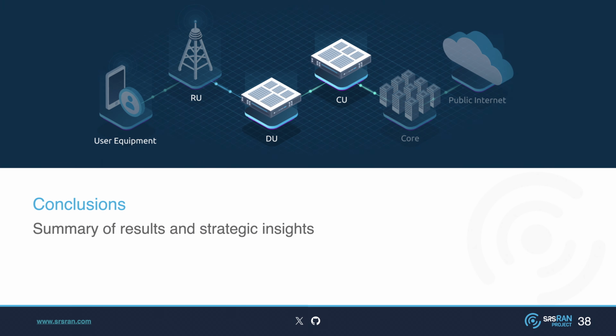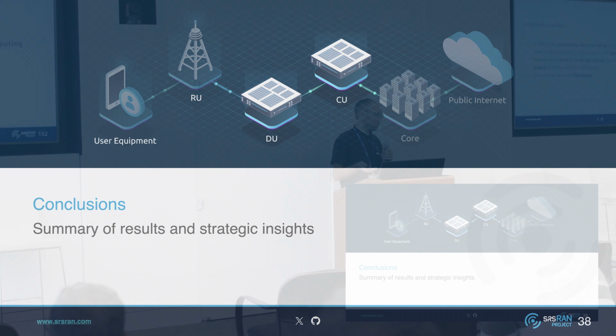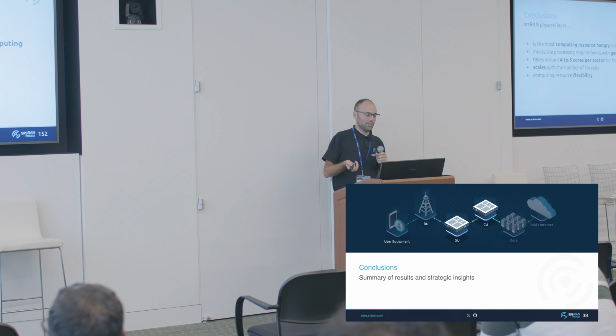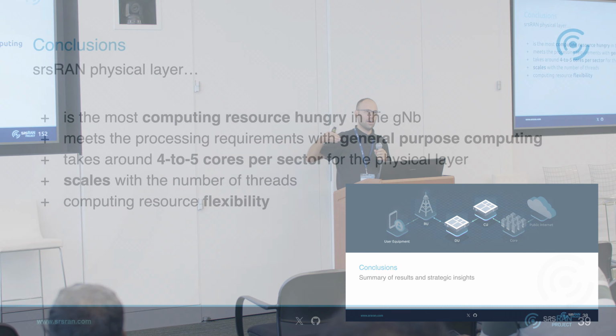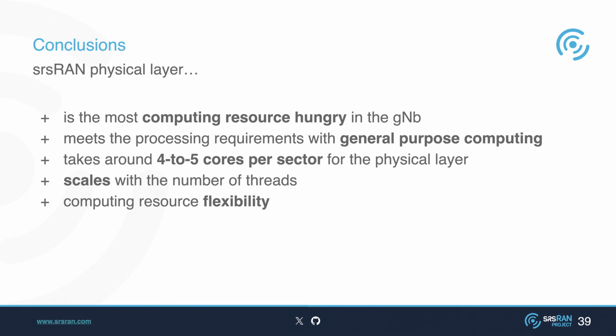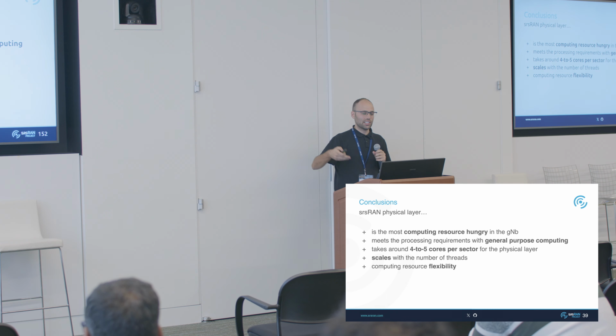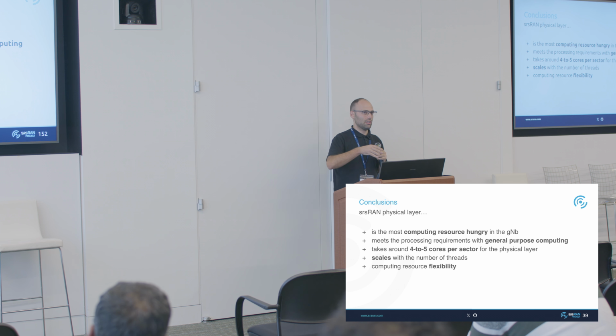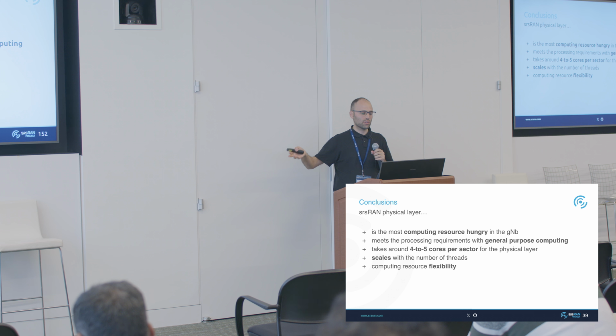OK, here we'll jump into conclusions. The physical layer is what we observe to be the most resource-hungry component of our gNB. It consumes a lot of resources, but still, with our latest tools and techniques, we have been able to process PDSCH and PUSCH in real time, with the TDD pattern we mentioned before, achieving 1.4 gigabits in the downlink and more than 200 megabits in the uplink.